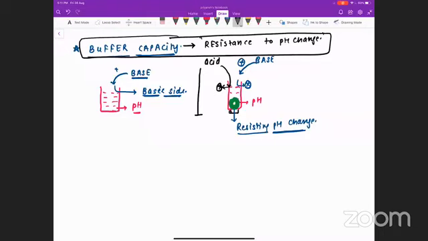We cannot change the pH easily. You need to add a lot of acid or base to change the pH. A concept related to buffer capacity is something called the Zwitter ion.